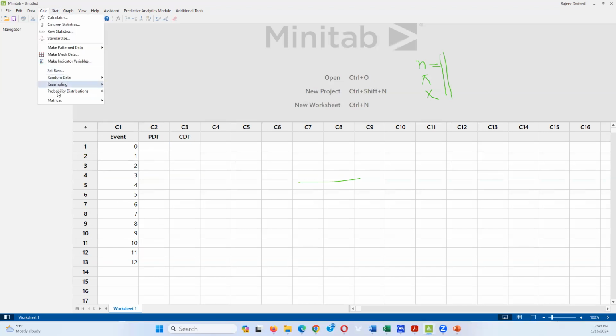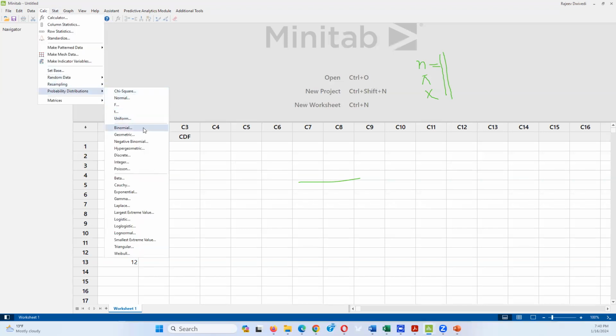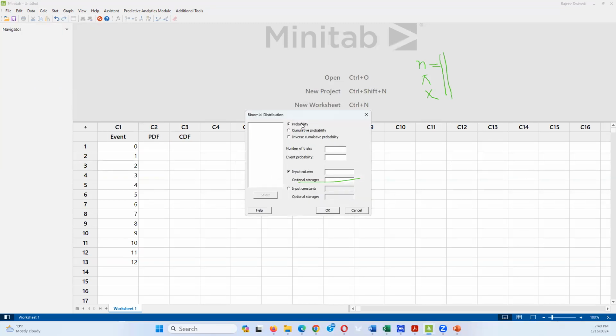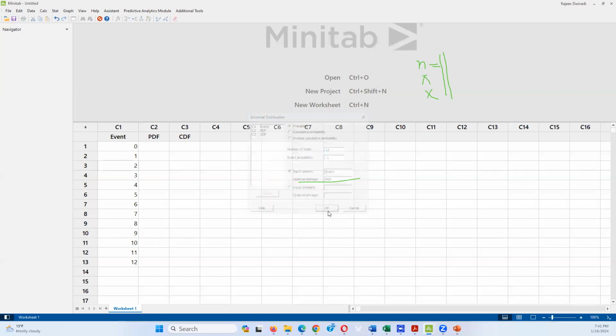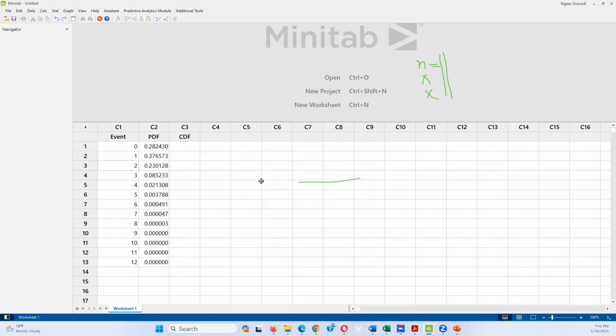So I go under calculate, probability distribution, binomial, and probability, number of trials 12, probability is 10. Input column, and I have to put the output column, and this is PDF. Now you see the values are right here, all the values. So the value for x equal to 2 is 23% right here.